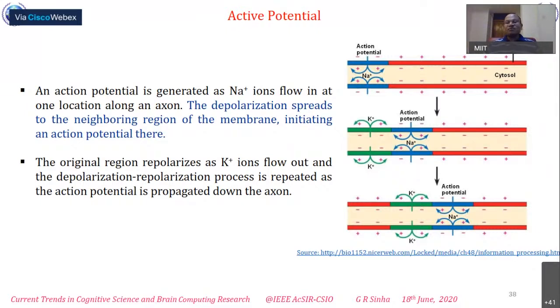And when ions are there, there will be ionization, polarization and depolarization. When these activities happen, you can look at the first slide. These are the activities, action potential, plus and minus. You can see the changes from one diagram to another with different ions, Na and K, that is sodium and potassium. The depolarization spreads to the neighboring region of the membrane, and polarization and depolarization are responsible for the generation of some potential.